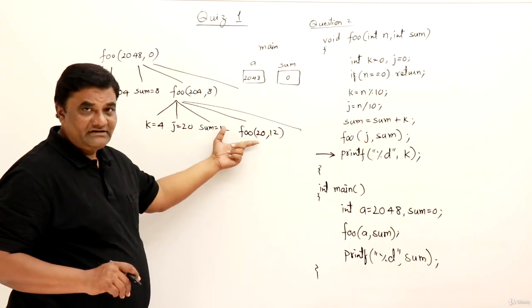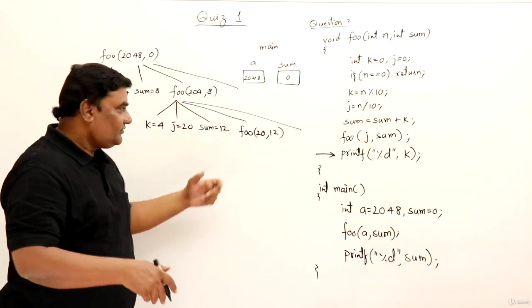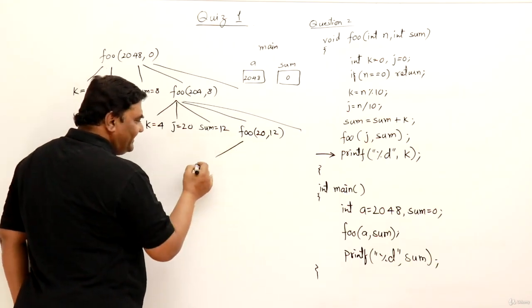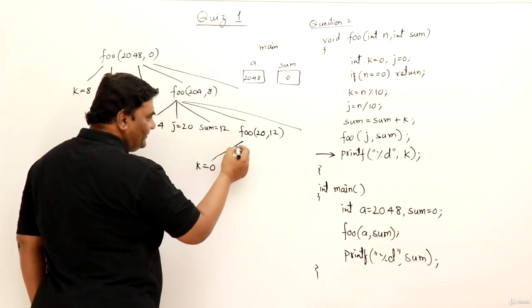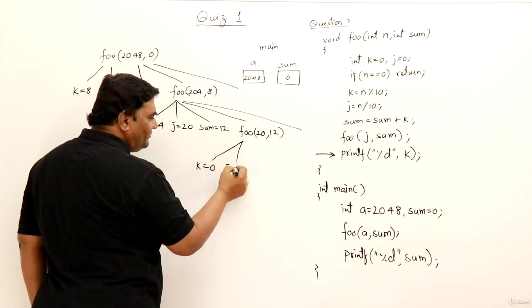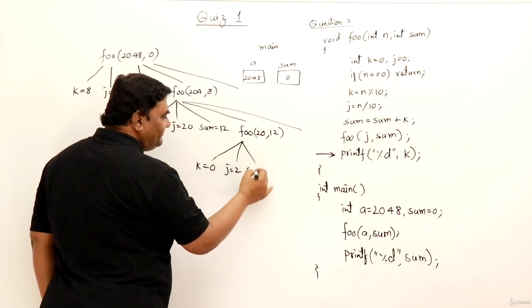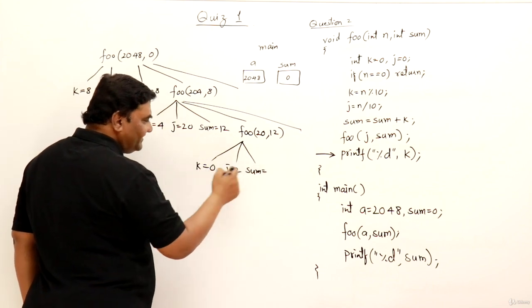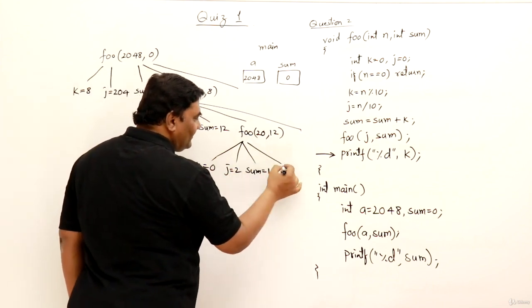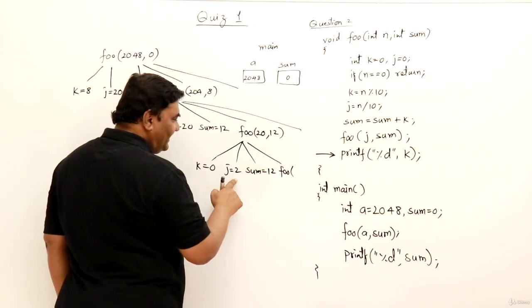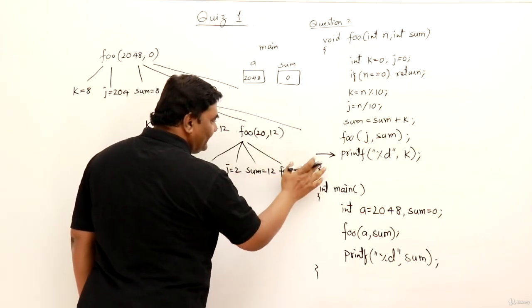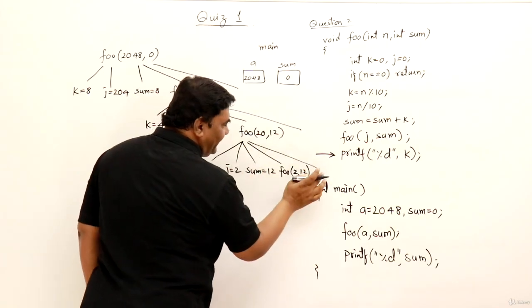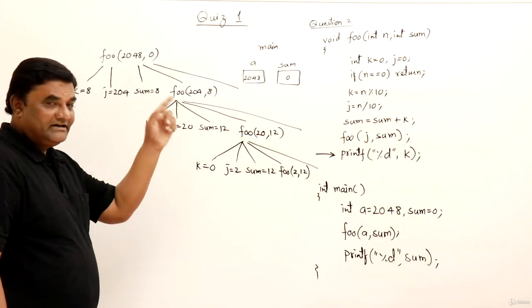Now continue. This call will make this call. Again these steps. So k assign mod. So 20 mod 10 is how much? 0. And 20 divided by 10 is how much? 2. So j gets 2. Then sum assign sum plus k. Sum is 12. 12 plus 0 is 12 only. Then call itself for j and sum. So 2 comma 12. And also it has to print. Print will not be done now. It will be done afterwards.